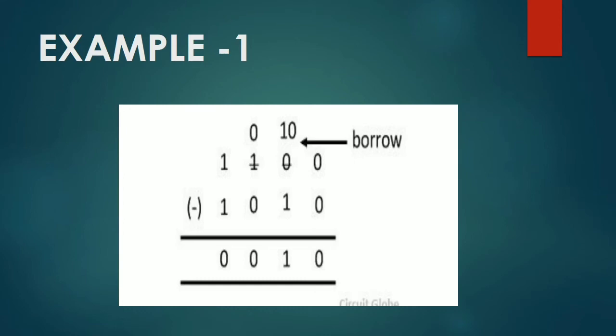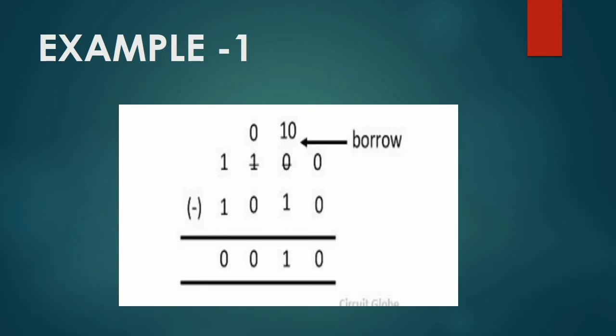Here is the example, but before that we again repeat the cases. 0 minus 0 is 0, 1 minus 0 is 1, 1 minus 1 is 0, and 0 minus 1 is 1. Here in the above subtraction, see here 0 minus 0 is 0. The next is 0 minus 1, which is the fourth case. So we take borrow 1 and then it becomes 10. So 10 minus 1 is 1.